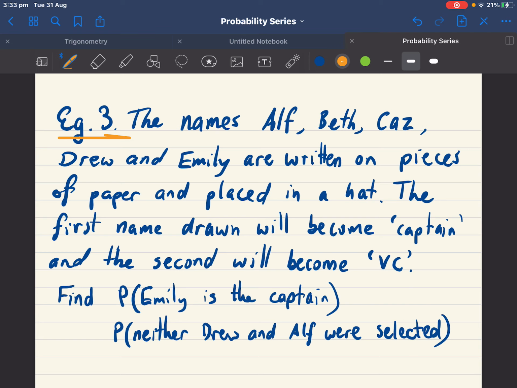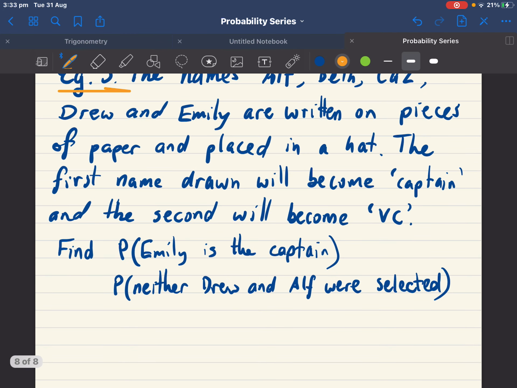They're placed in a hat, and we're drawing out 2 names, and that's how we're going to get our captain and vice captain. The questions are as follows. We're trying to find what is the probability Emily is the captain. That's the only provision. We just want to know the likelihood, or the probability, Emily becomes the captain.